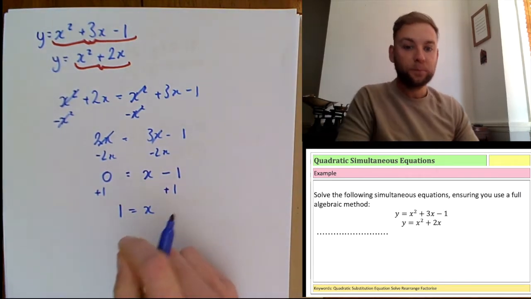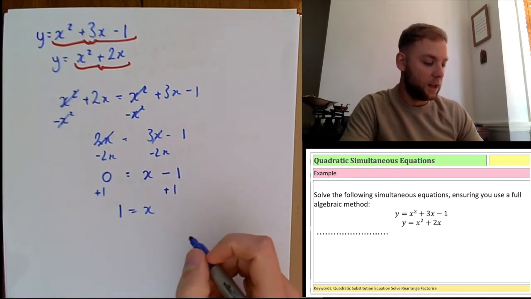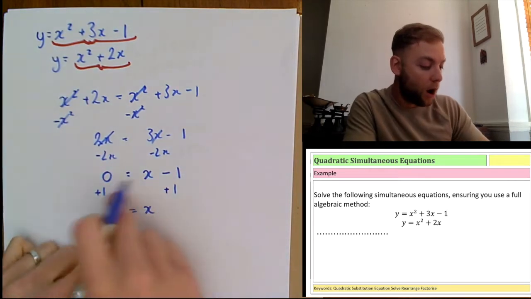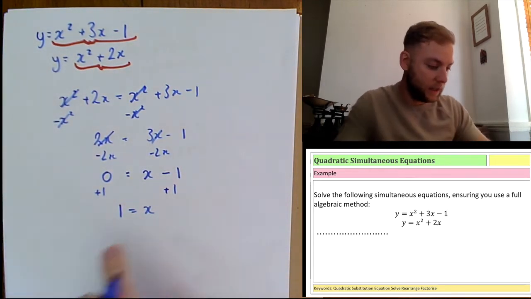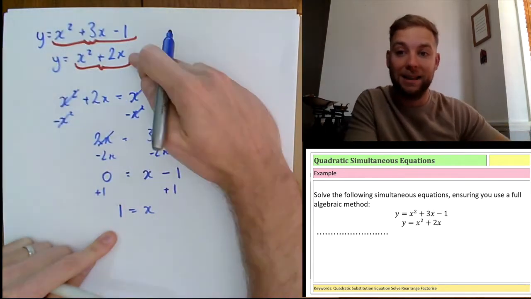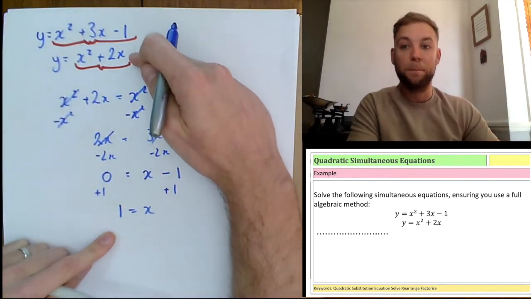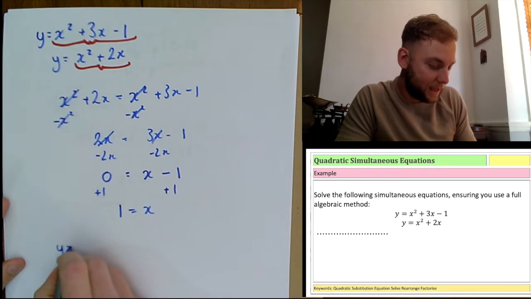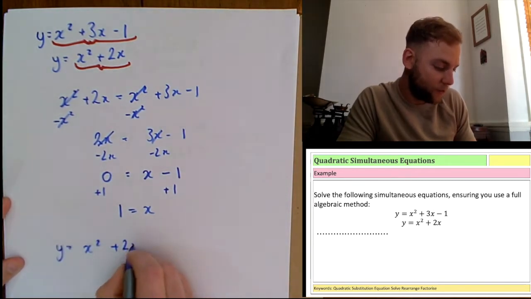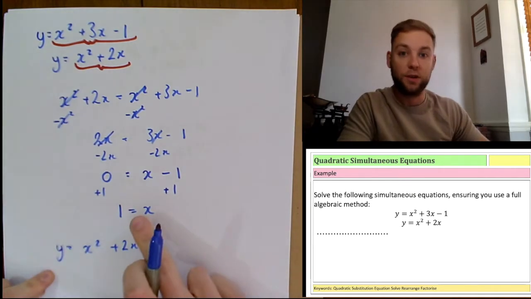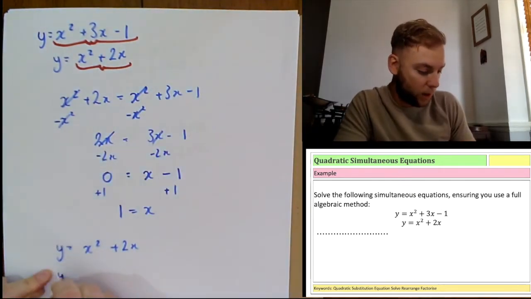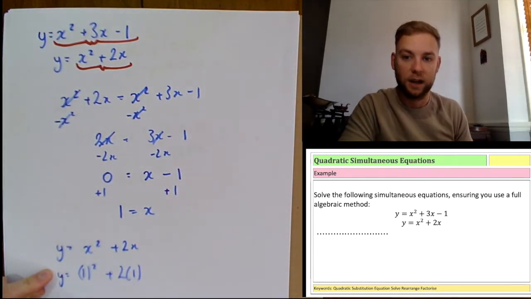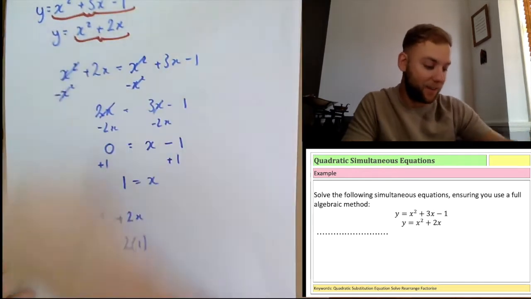Super. But here we don't just want one of our solutions, we want both of them. So I've got x, but I do also need to work out y as well. I'm going to do that by substituting this back into our original equation. So I'm substituting back into this first part. Here we've got y is equal to x squared plus 2x. I just pick that smaller one because it's a little bit easier. And I'm substituting this back into here. So it's going to be y is equal to 1 squared plus 2 times 1, like so. Remember that we're substituting x in to find y.